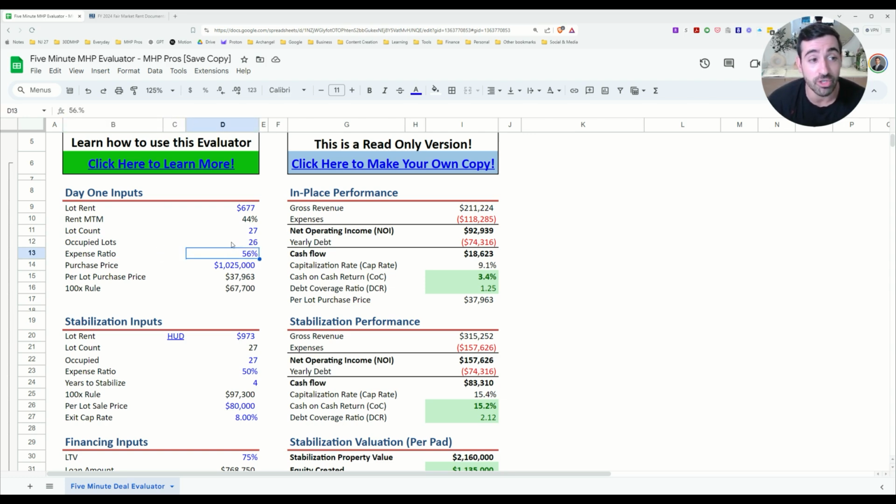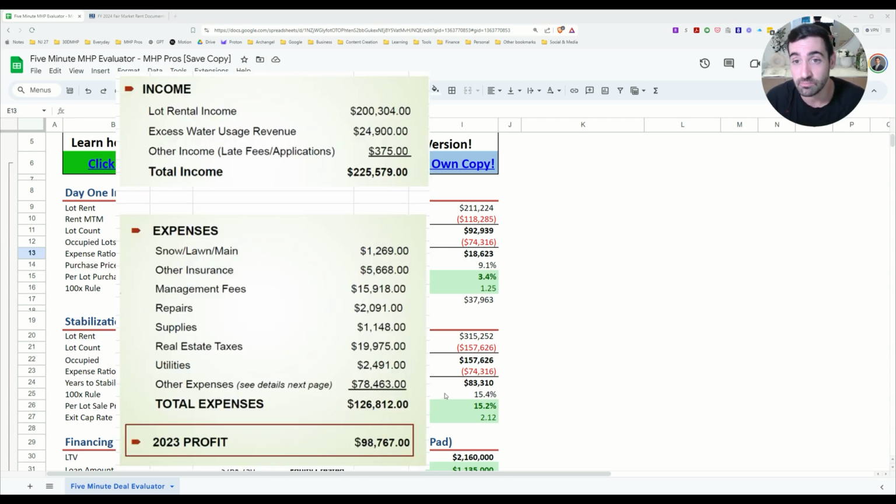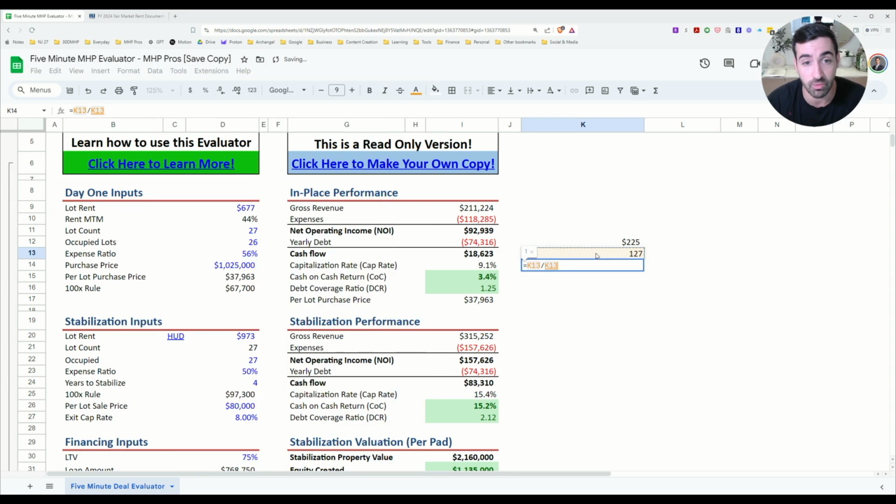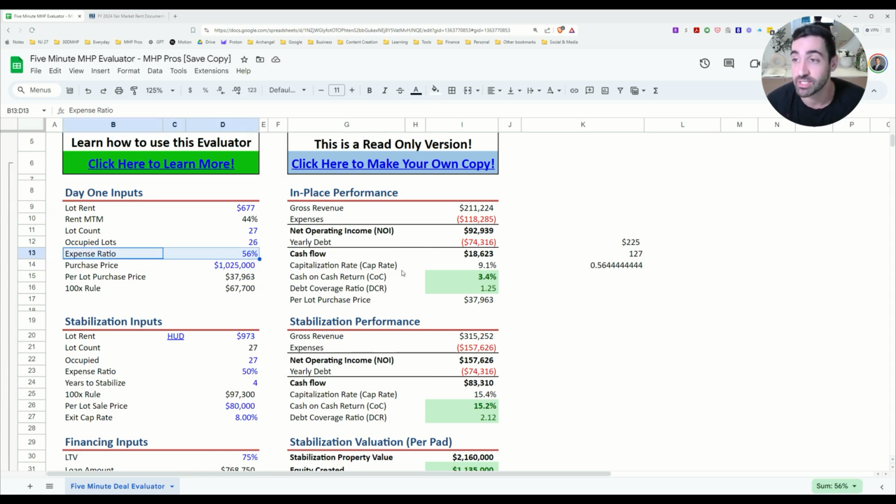So what's the expense ratio? And this one is not very hard. Sometimes it can trip people up, but all that it is, if we pull up what the income and expenses of the park are, which we have here, is your total expenses divided by your total income. We can just do round numbers here. 225 is your income and 126 are your expenses, or 127. If you do equals 127 divided by 225, what you're going to get is 56%. So then you would just drop that 56% into the expense ratio portion.